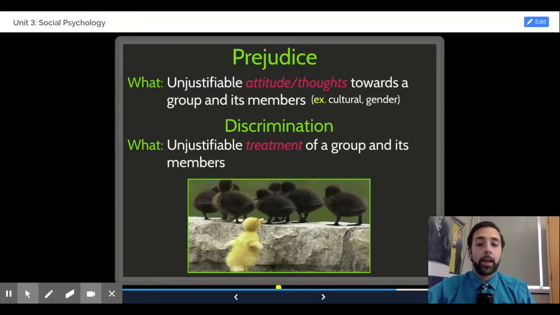On the other hand, when that thought and that attitude and that sort of cognitive element actually translates to behavioral patterns, whether that's enforcing unjust laws or whether that's harm, physical or psychological, then we're starting to look at discrimination, which is unjustifiable treatment of a group and its group members. Meaning that when we reflect on these two terms, prejudice is a more cognitive thing. It's thoughts and attitudes. Discrimination is when those thoughts and attitudes actually translate into behavior, whether that's intentional or unintentional behaviors. We're looking at the difference between these two concepts, really breaking down into cognitive elements or behavioral elements.